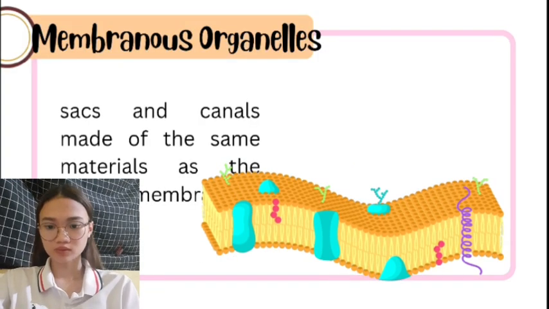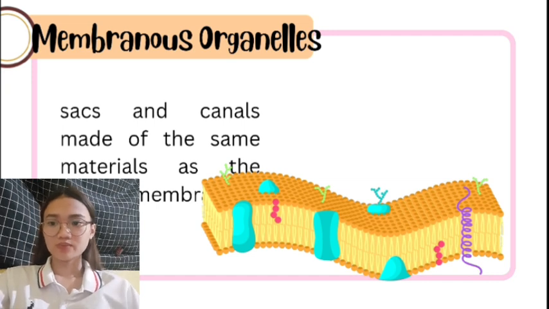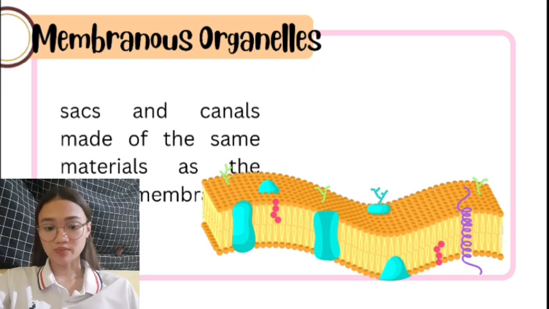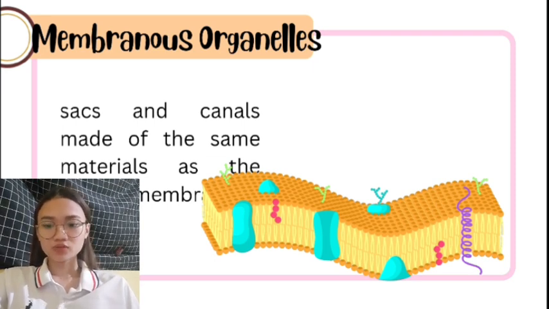Next, we have the membranous organelle, sacs and canals made of the same materials as the plasma membrane. So, ganun din, it's made up of bilayer phospholipids, and yung membrane material na yun is very thin sheet. So, napakanipis niya, in the range of 75 angstrom. So, yun yung thin sheet na yun is gawa sa lipid, protein, and other molecules.